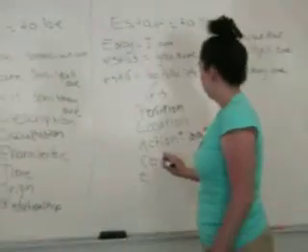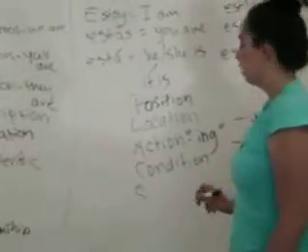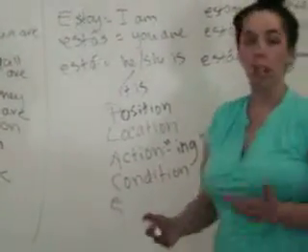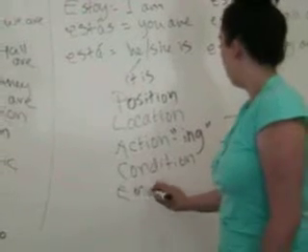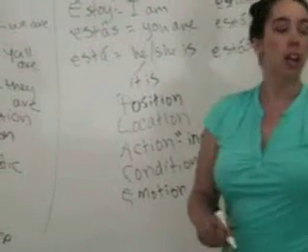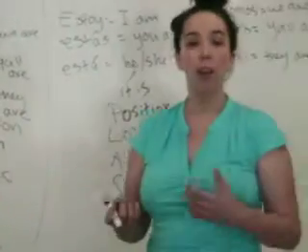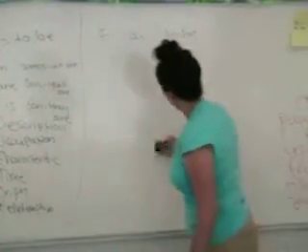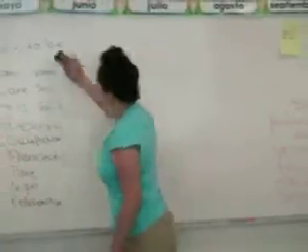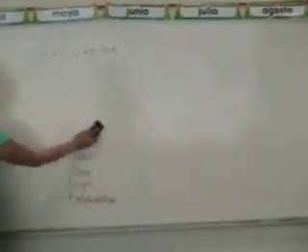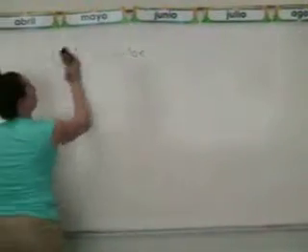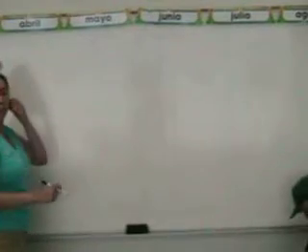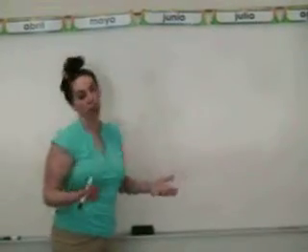Okay? The C stands for condition. Like being sick, that would be your condition, or maybe injured, something like that. And then the E stands for emotion. Emotion would be like whether you're happy, whether you're sad, something like that. Okay? So now, let's just look at a few examples. And I think things will come a little bit clearer to you.